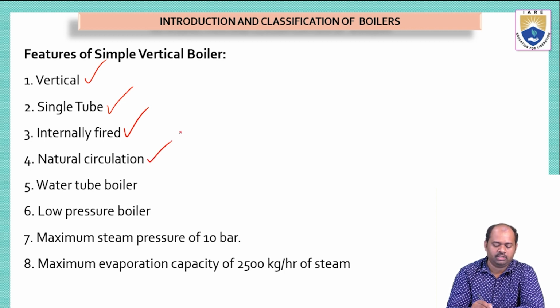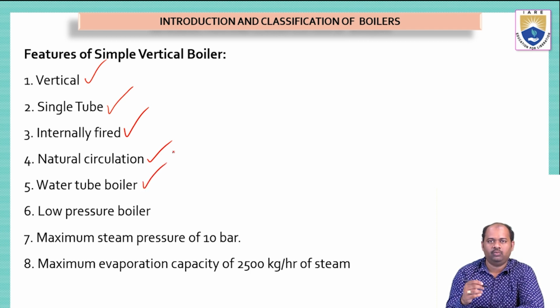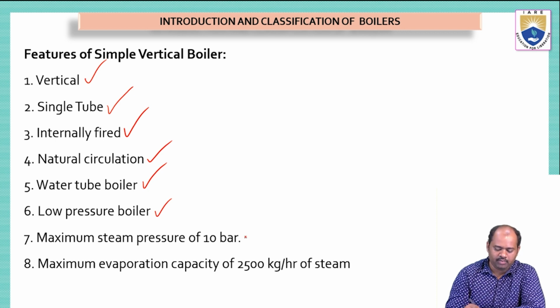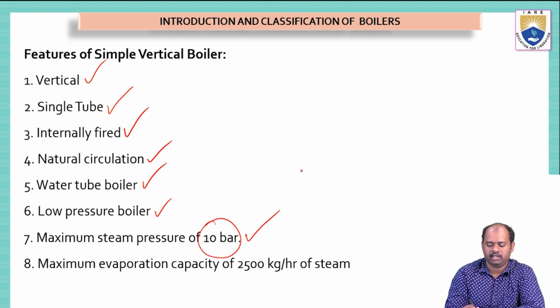And then we have natural circulation. So we have natural circulation here. The water will be circulated naturally. And then water tube boiler. So the water is present inside the boiler, so that is why it is called a water tube boiler. And then this is a low pressure boiler, where we will get very low pressure when compared to other boilers. The maximum steam pressure that can be developed by this boiler is 10 bar. We can generate a pressure of about 10 bars only. Above that, we cannot use this boiler.